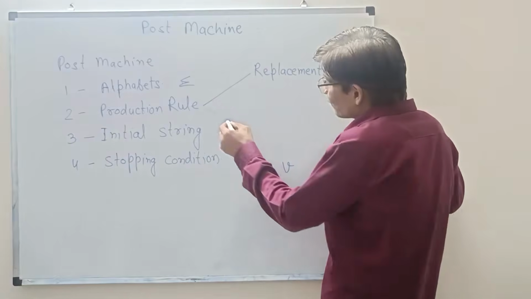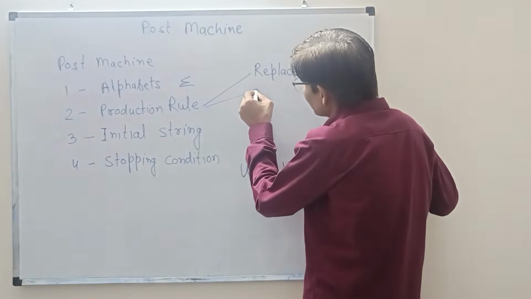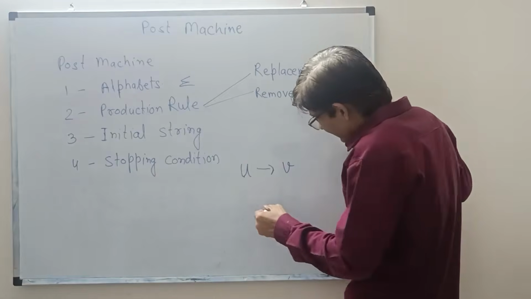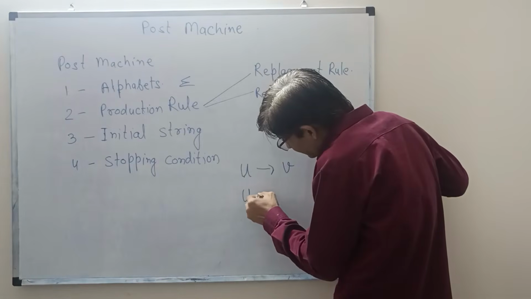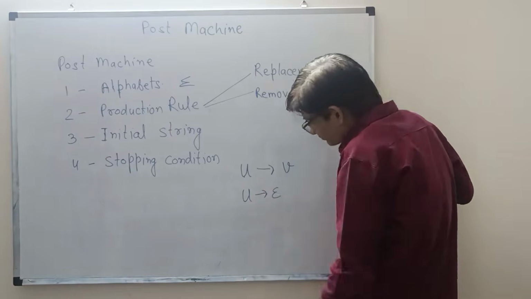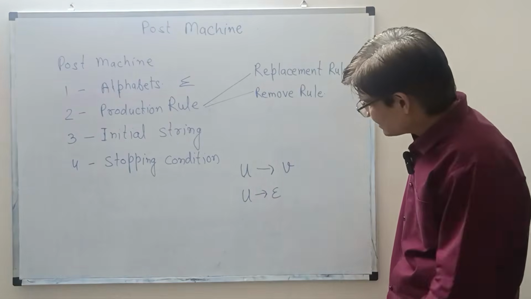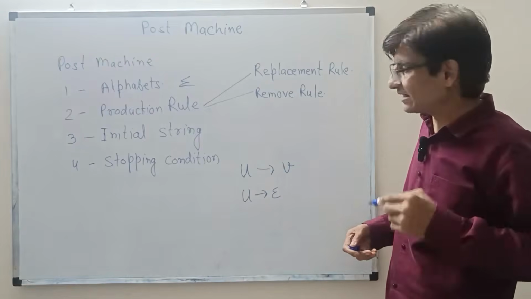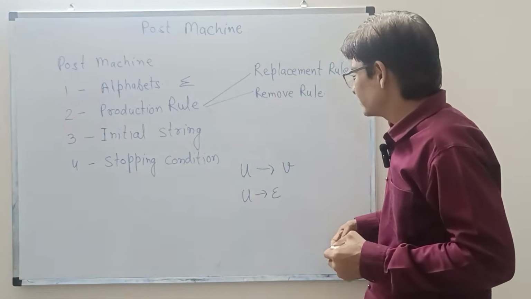Then second type of production rule is removal. Now in this kind of production, you will have U gives epsilon. This is something like epsilon production that we have discussed so many times.